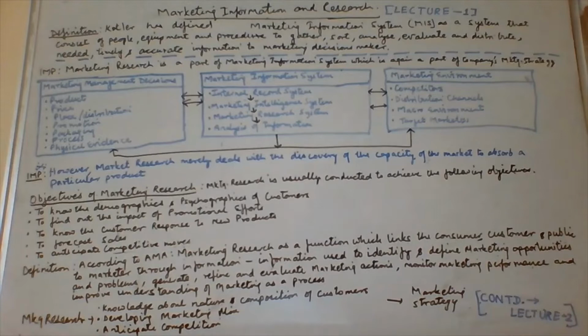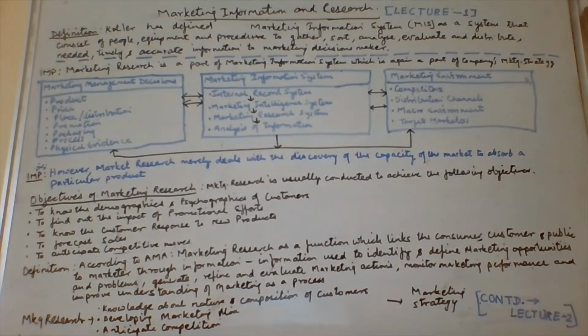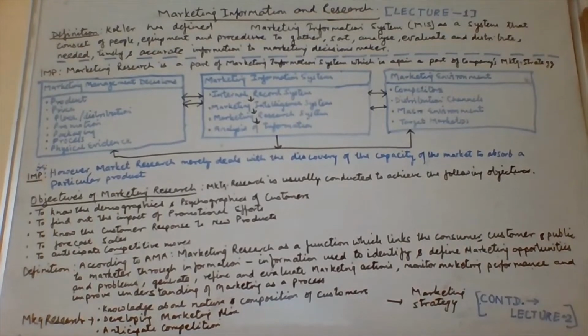The overall objective of a marketing information system is to provide inputs of target markets, marketing channels, competitors, public, and other forces for creating, changing, and improving the marketing decisions. So if you see what is the basic job of a marketing manager, or for that matter, any manager, it is to take decisions.